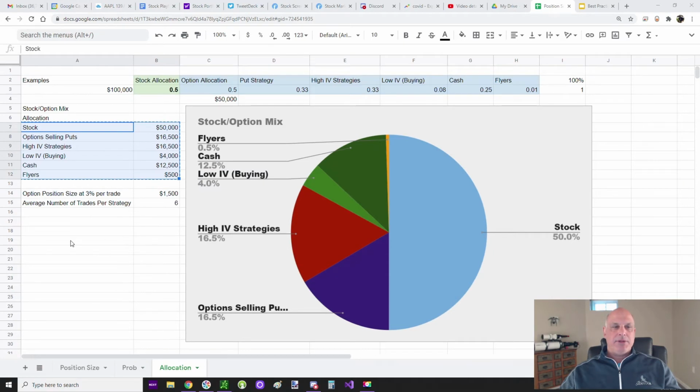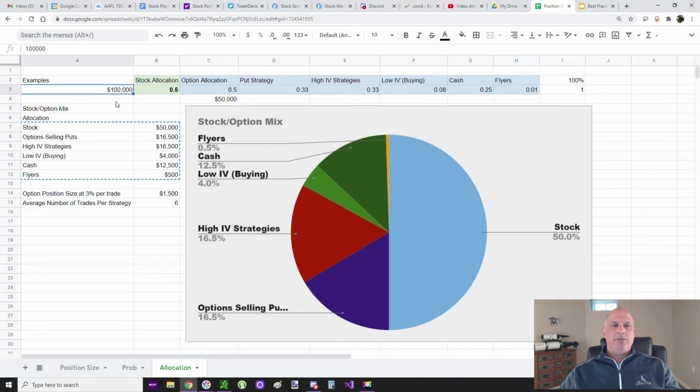Okay, so here we have the options allocation calculator that I created in Google Sheets. In here, I had an example where I have a $100,000 portfolio. I want a 50% stock allocation. And for all the other categories, strategies, I had a put strategy allocation of 33%, 33% of that towards high IV, and then almost 1% in low IV, and then 25% cash, and a 1% flyer of the option section. So let's play around.